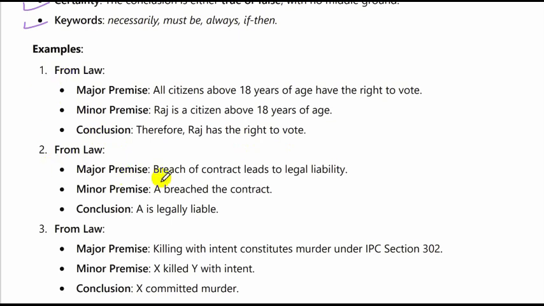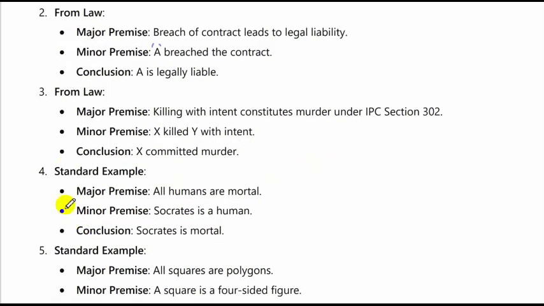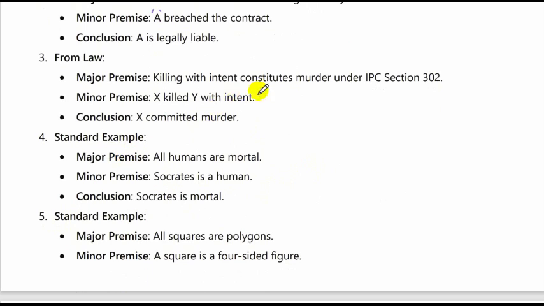Second example: major premise: breach of contract leads to legal liability. Minor premise: A breached the contract. Conclusion: A is legally liable. Third example: major premise: killing with intent constitutes murder under IPC section 302. Minor premise: X killed Y with intent. Therefore, the conclusion is X committed murder.